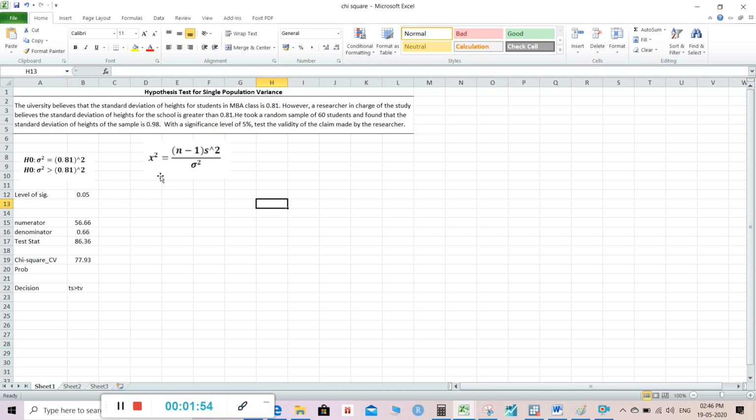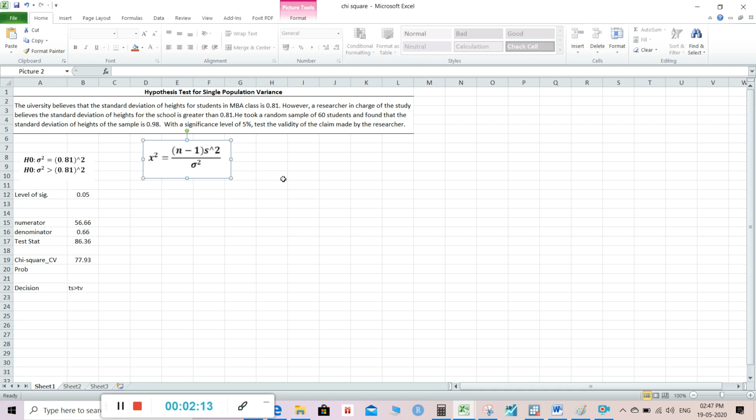So this is a typical case of a one-tail test, and that too a right-tail test, right? The level of significance that was given is 0.05, right?